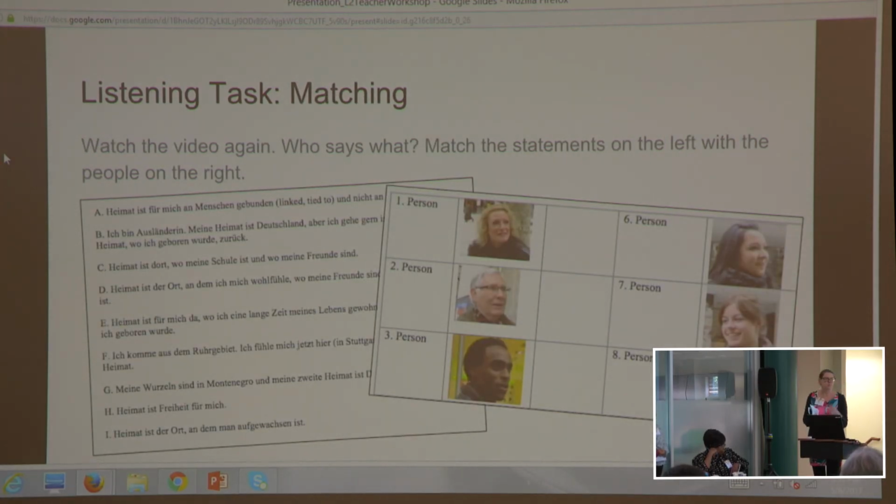Another option, this is more about comprehending content. What do these people actually say? Here, the students watch the video again, and then the question is who says what. So here the idea is that students match the statements on the left with the people on the right. But this is just really listening comprehension if you want.